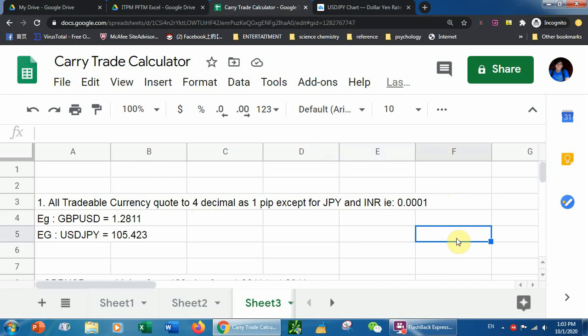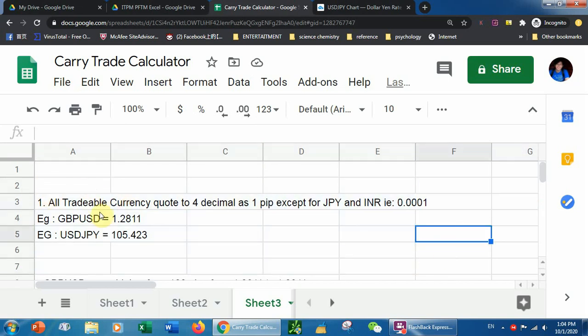Now, a lot of brokers and a lot of signal providers will try to convince you that you should calculate your PNL in pips. But in the professional world, we do not calculate our PNL using pips. The first reason is this.